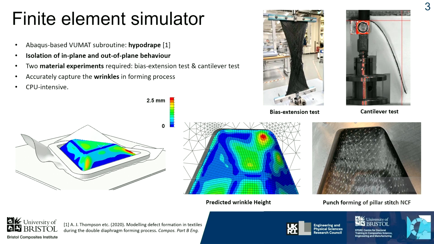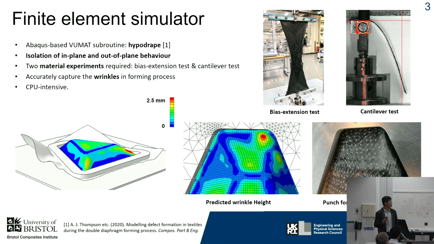All of this work, in combination, will go into a digital twin. So we'll go to the first part. The FE model I'm using is called HyperDrape, which is a subroutine that was developed in BCI several years ago. It is very accurate, and the main feature of this model is it can isolate the in-plane and out-of-plane behavior. There is a picture at the bottom comparing the simulation results with experiments. It shows that the wrinkle can be perfectly captured, and the fiber orientation can also be captured well.